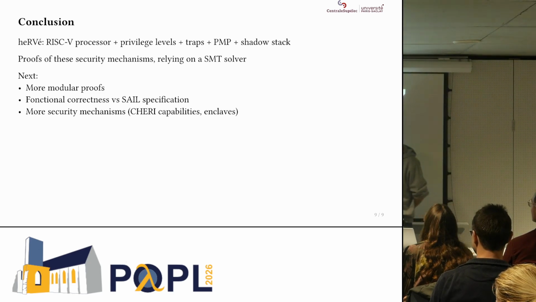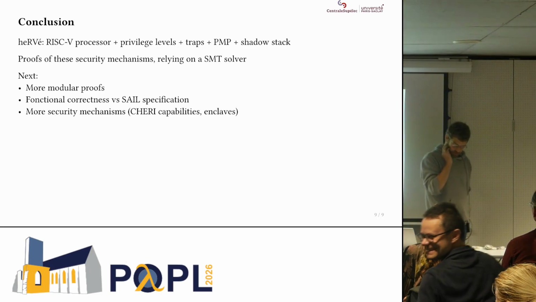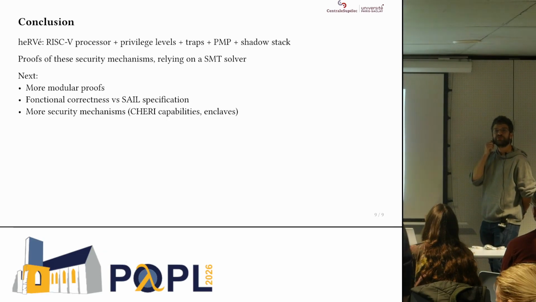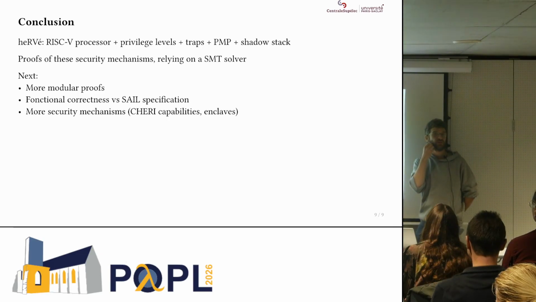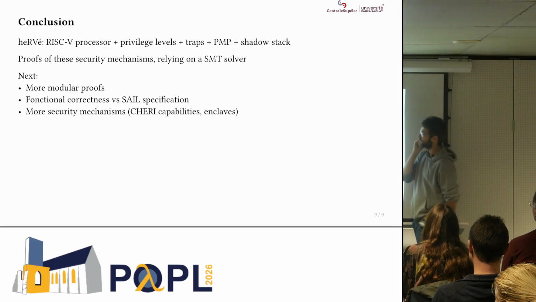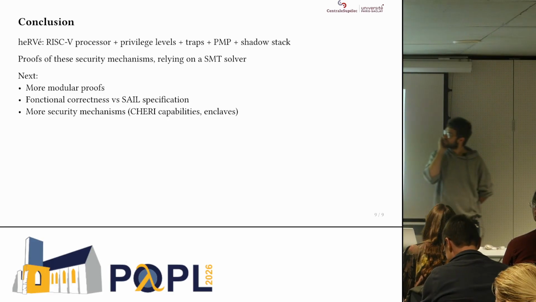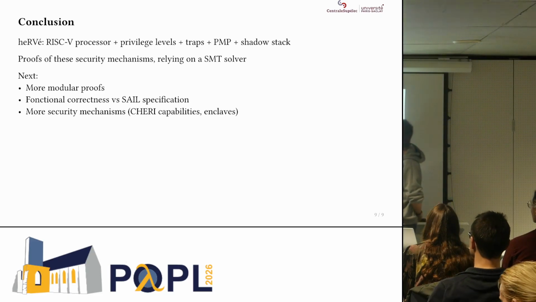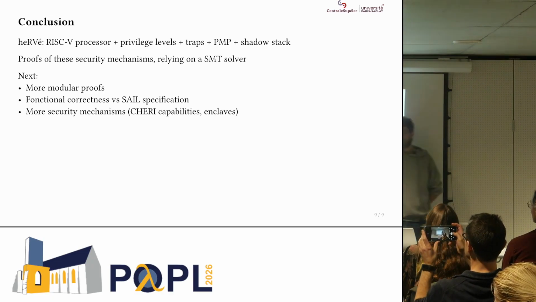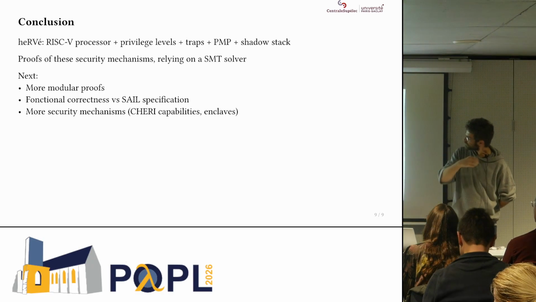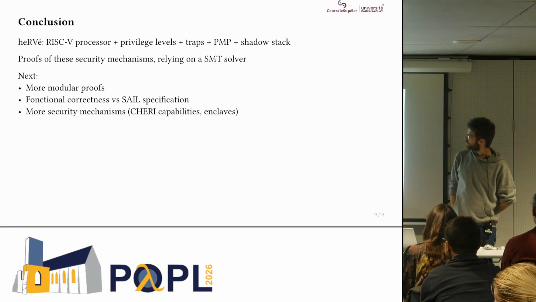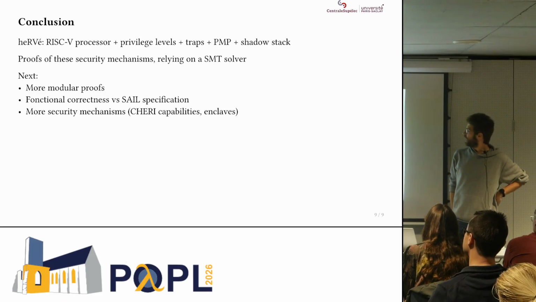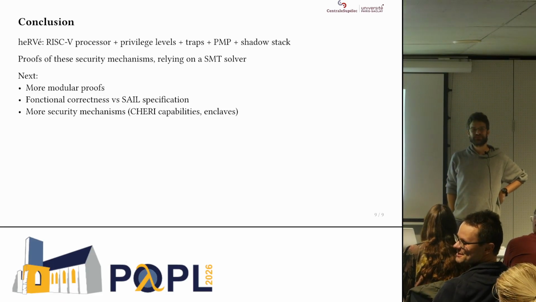One thing I want to mention is that we don't have the proof that the processor is a RISC-V processor right now. It's a processor, but what we would like to do is to prove that it actually implements the RISC-V semantics, for example, using the specification in C. And later on more security mechanisms, and we'll see which we end up doing exactly. Thank you.